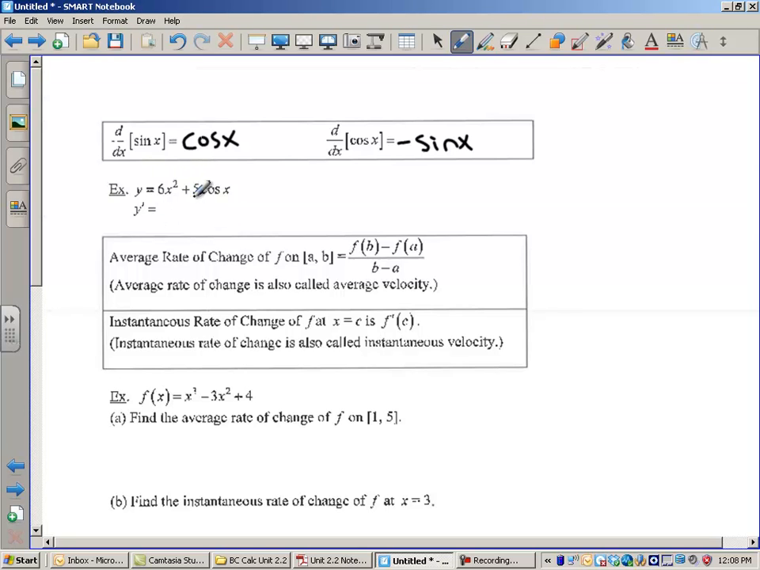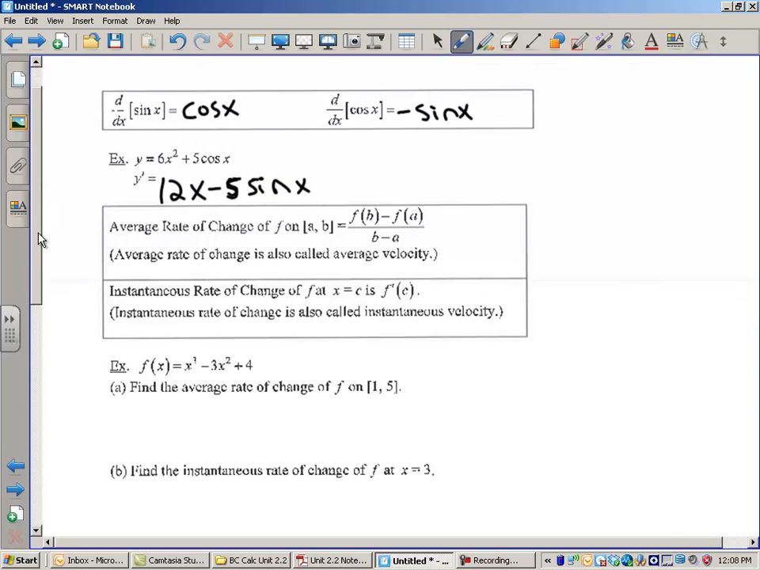Now I'm mixing x's and cosine. So what is the derivative of 6x squared? That's easy. That's 12x. Now the derivative of 5 cosine x, since we're going to keep the 5 there, the derivative of cosine is negative sine. This is going to be minus 5 sine of x. It turned negative because the derivative of cosine was negative and the 5 just stayed there.